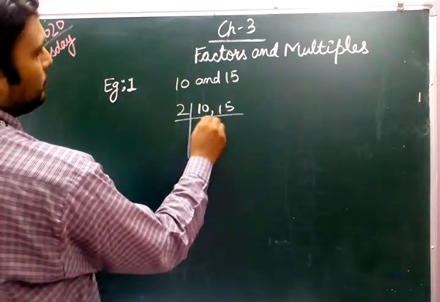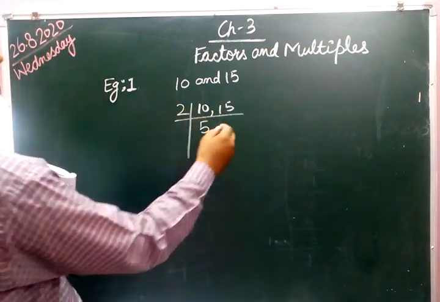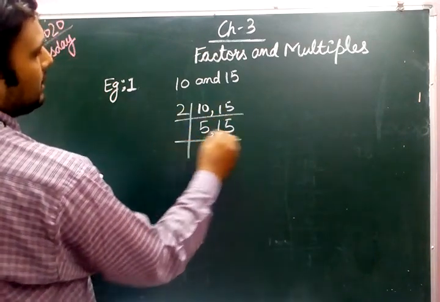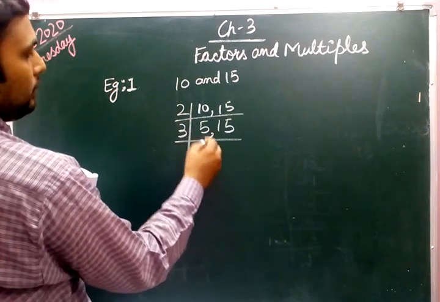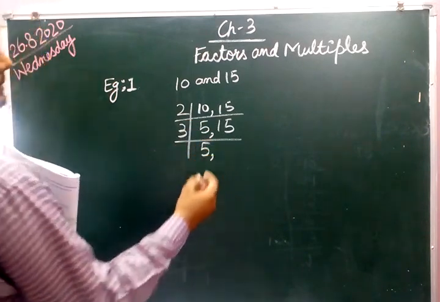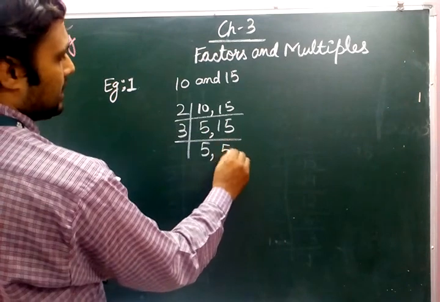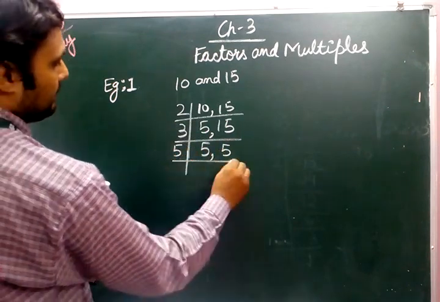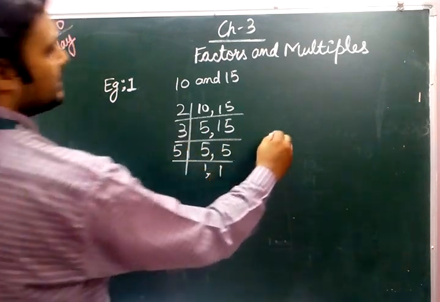10 divided by 2 you get the answer 5. 15 is not divisible by 2, so 15 will remain as it is. 3: 5 is not divisible by 3, so 5 will remain as it is. 15 is divisible by 3, so the answer is 5. 5 is divisible by both the numbers, 1 and 1. You got the LCM.